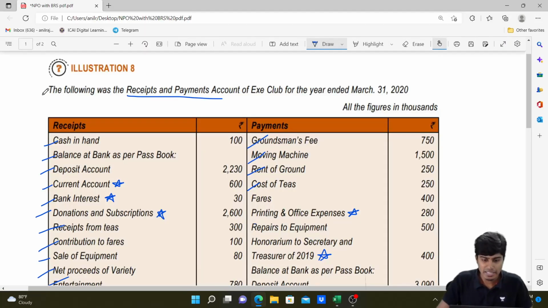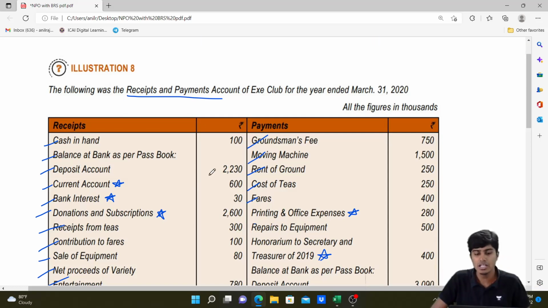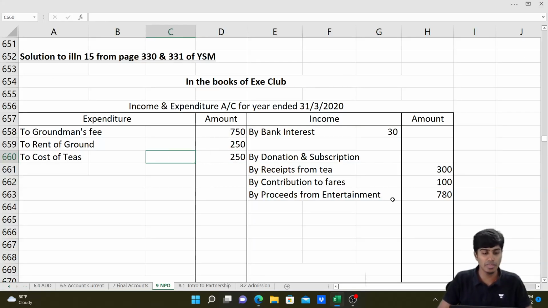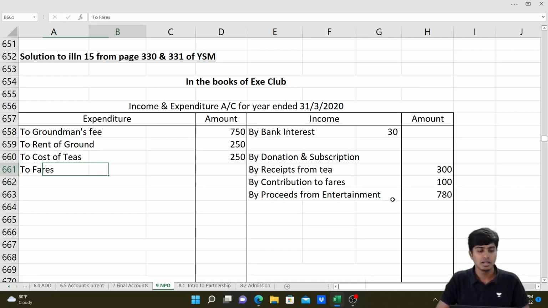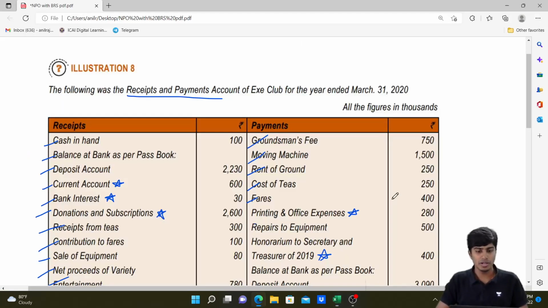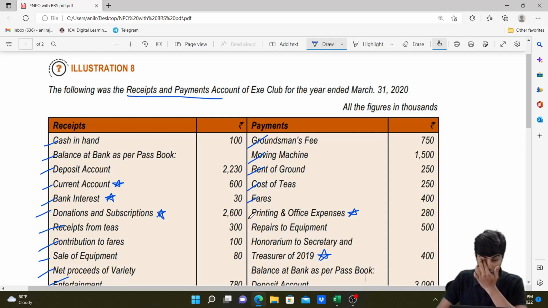Everyone got this? Next, we have fares. It should have been deducted from contribution to fares, but we've decided to not write the net amount and take it separately. So I'll take this fares of 400 on the expenditure side. Two fares, 400.